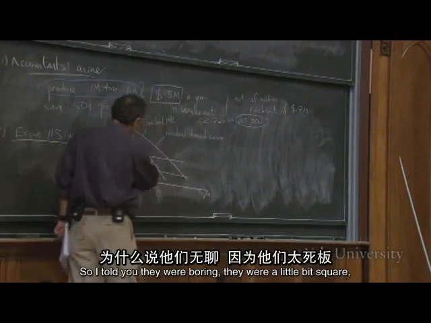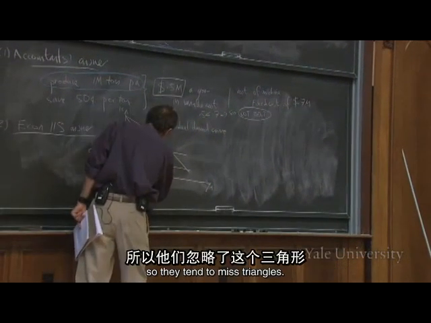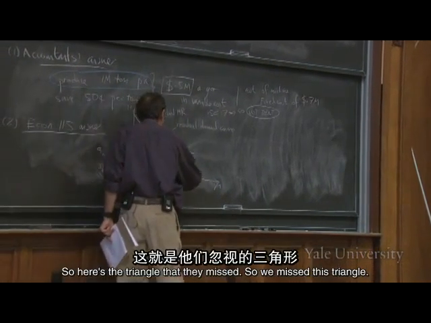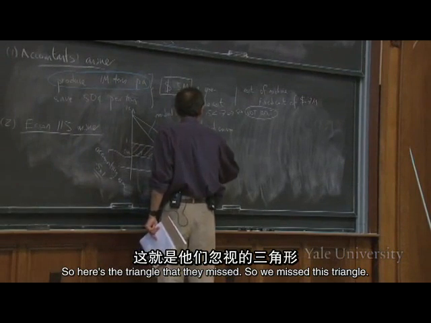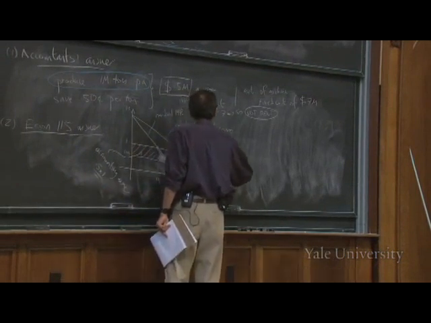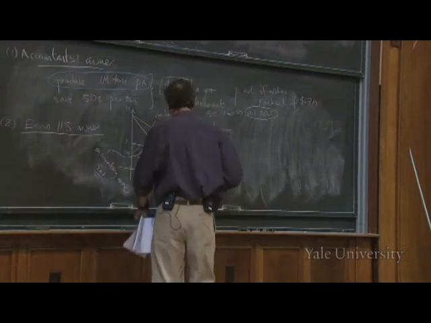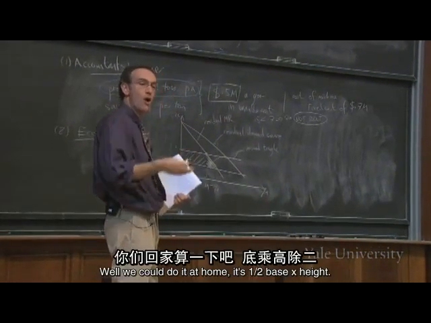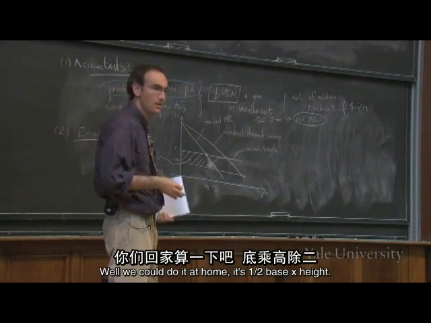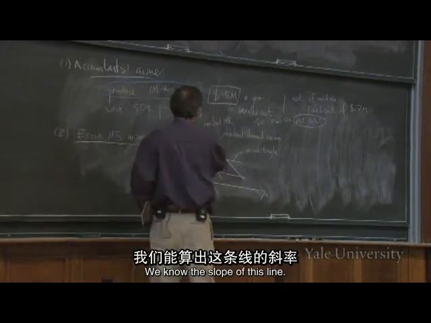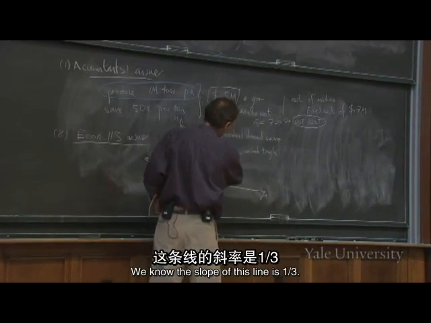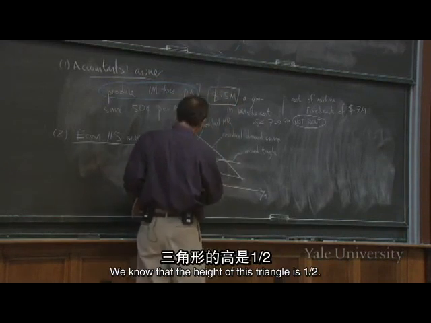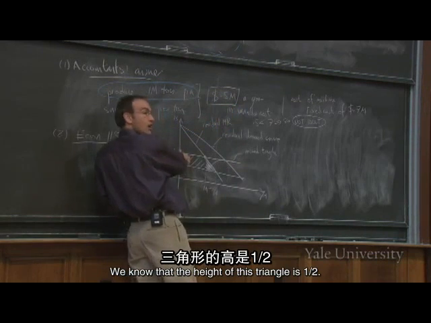So I told you they were boring. They're a little bit square, so they tend to miss triangles. So here's the triangle that they missed. And how big is this triangle? Well, we could do it at home. It's half base times height. So we could figure this out. We know the slope of this line is 1/3. We know the slope of this line is 2/3. We know that the height of this triangle is 1/2.